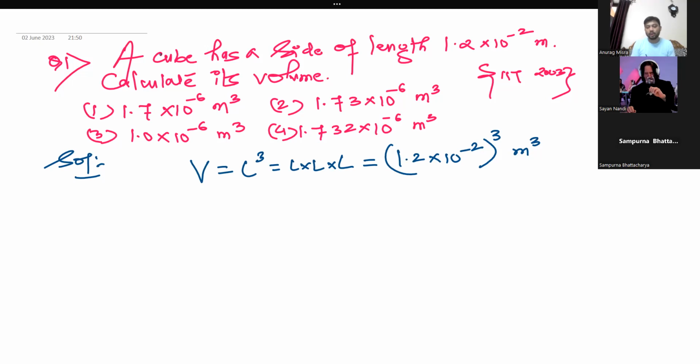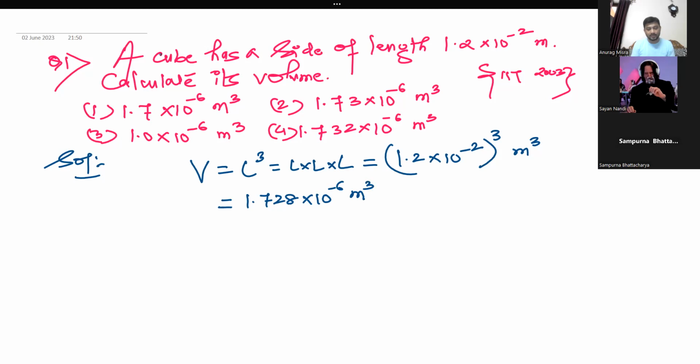तो यहाँ पे हम लोग 1.2 को ही 3 बार मल्टीप्लाई कर रहे हैं and 1.2 has two significant figures. तो रिजल्ट के अंदर भी हमारे पास दो ही significant figure है. Now we know कि 1.2 का क्यूब कितना होता है? What is the cube of 1.2? So we know the cube of 1.2 is 1.728. So this will be actually 1.728 into 10 to the power minus 6 meter cube.